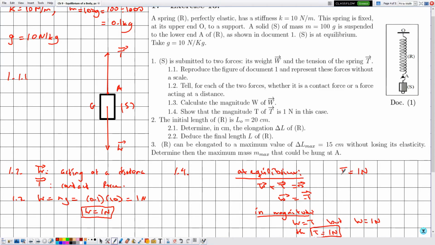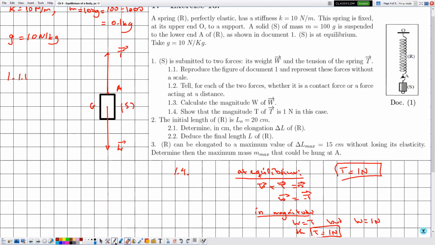Okay, so this is it. We stop here. Let me make some space. Now the initial length is given by L0 equal to 20 centimeters, equivalent to 0.2 meters in SI. Determine in centimeters the elongation delta L.